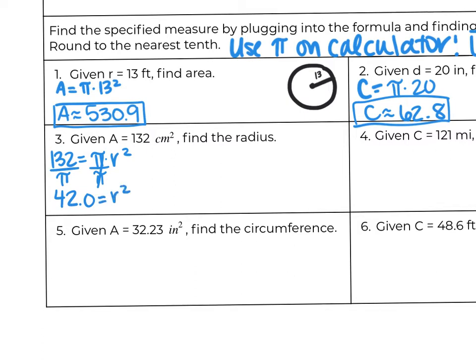And I have r squared left on this side. To get rid of squared, you take the square root. That kind of cancels it out. So that's going to give me r is approximately, because 42 is not a perfect square, approximately 6.5.